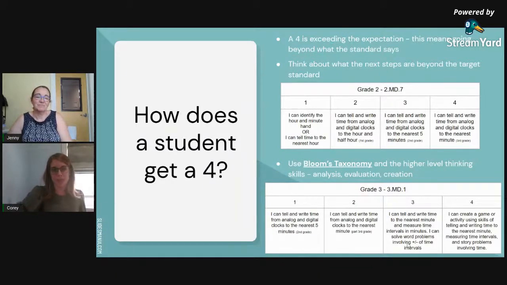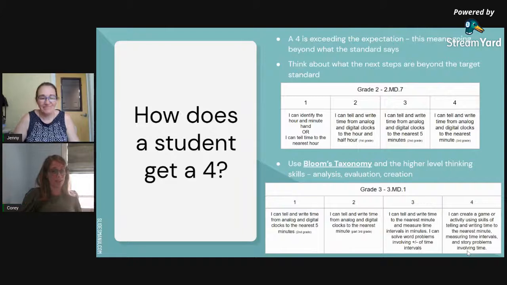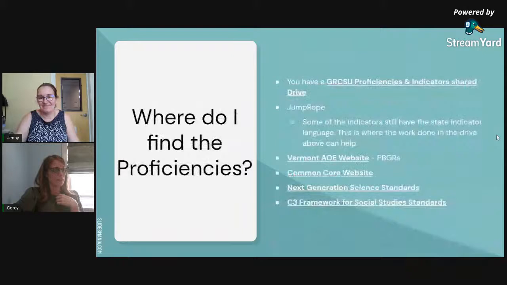So I'm going to use Bloom's taxonomy, and what I've given them for a standard is that they can now take that knowledge and go create a game or an activity for their classmates using those skills of telling and writing time to the nearest minute, measuring time intervals, and creating story problems. And if you think about it, writing a story problem for a third grader is a pretty difficult task. So if you've got a kiddo who can write a story problem that involves time, they're clearly showing that they've mastered that concept.